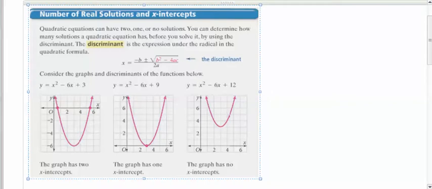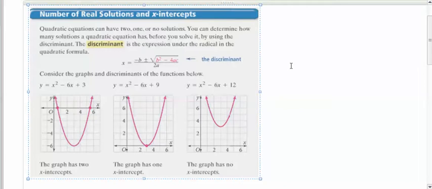So it says here the quadratic equation can have 2, 1, or no solutions. You can determine how many solutions a quadratic equation has before you solve it by using the discriminant. The discriminant is the expression under the radical. So right here, that's the discriminant. And we're going to use that to find out how many solutions our quadratic equation has.